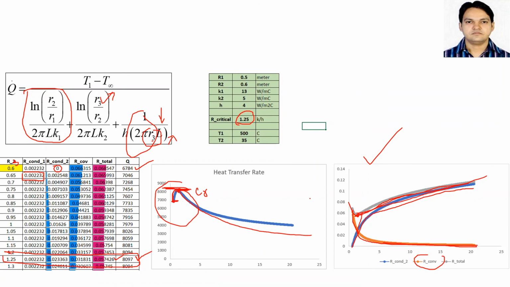I am going to share the same Excel sheet with you. Please download this Excel sheet and change the different parameters. Either you change R1, R2, K1, K2, K3, H, all values you change, and corresponding changes in your values and pattern you will be able to see on the graph. So I will share this with you. You go through this. If you have any query, you can ask me.